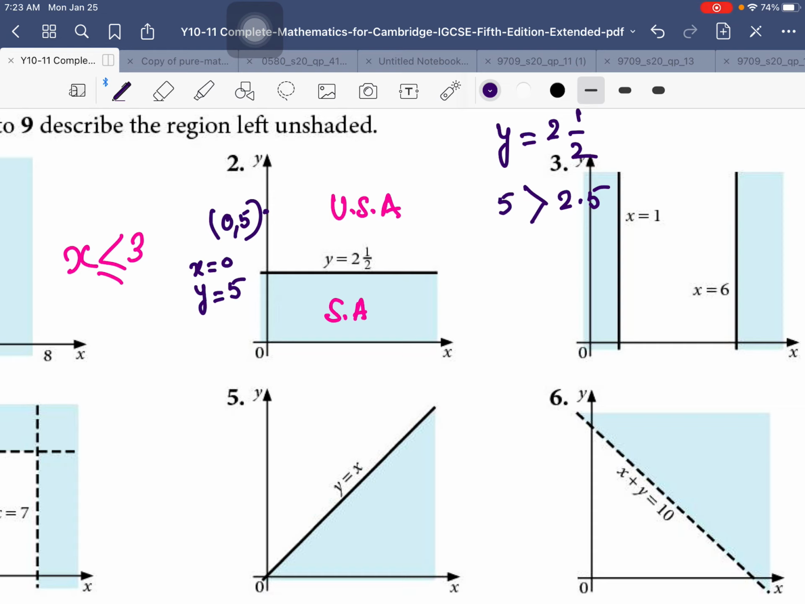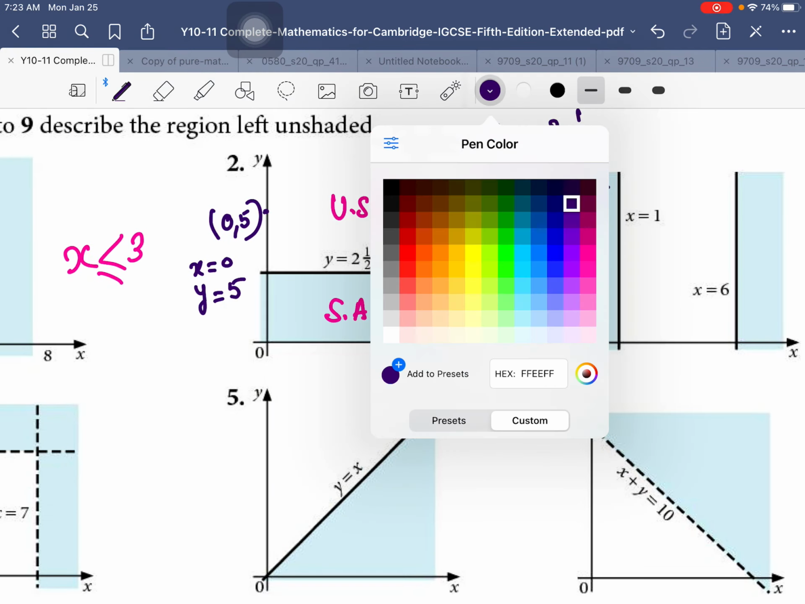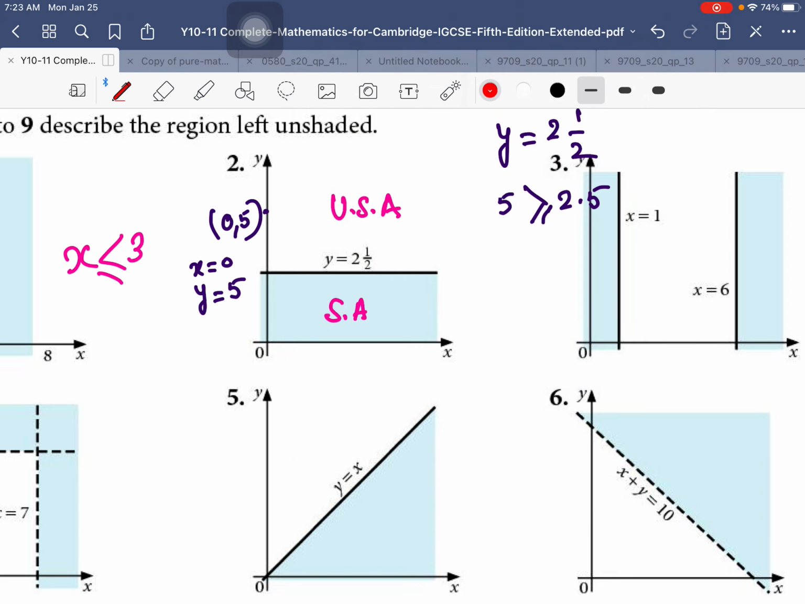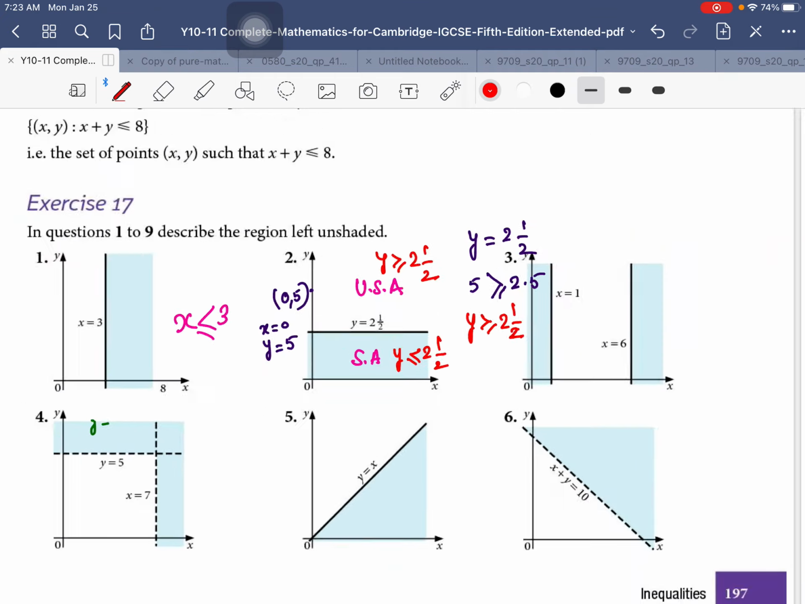And this line is dark, so I write equal also. So we can describe the unshaded area in terms of inequality as this: y, not x, y more than or equal to 2.5. So this unshaded area is y more than or equal to 2.5. If somebody asks to describe the shaded area, it could be y less than or equal to 2.5.